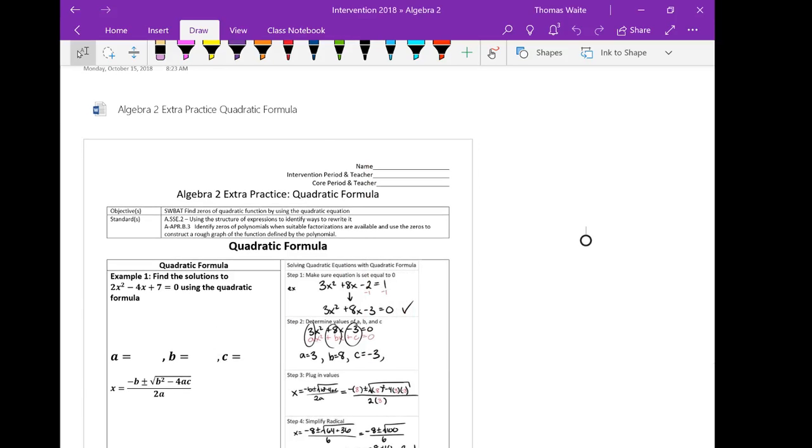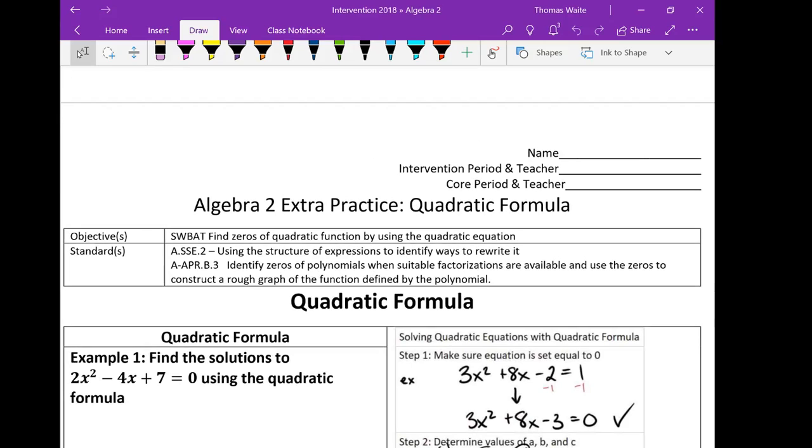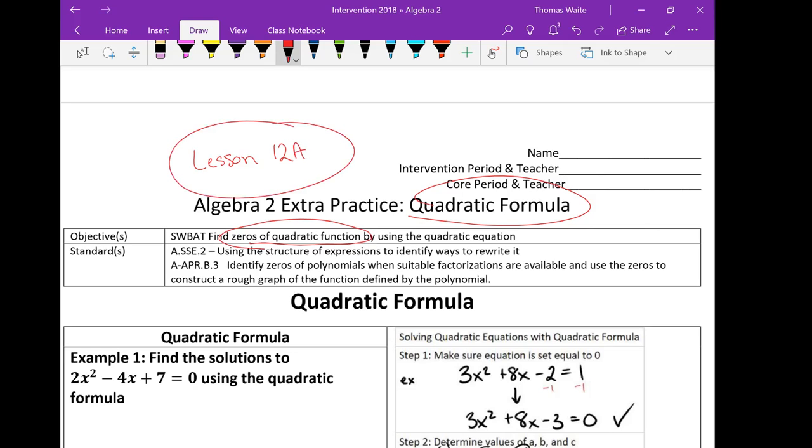Hey, Algebra 2 students, this is extra practice on using the quadratic formula to find the zeros of quadratic functions. And this goes with lesson 12a in your core Algebra 2 class. So that's from the first half of lesson 12.